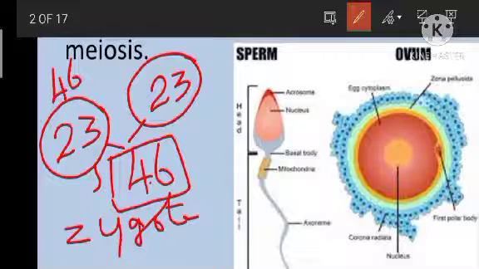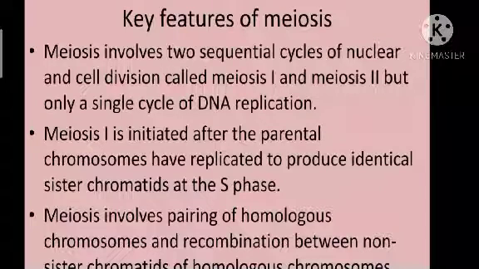Now we can see the key features of meiosis. Meiosis involves two sequential cycles of nuclear division as well as cell division. These two sequential cycles are meiosis I and meiosis II. So two divisions are there in meiosis, that is meiosis I and meiosis II. But it has only a single cycle of DNA replication.